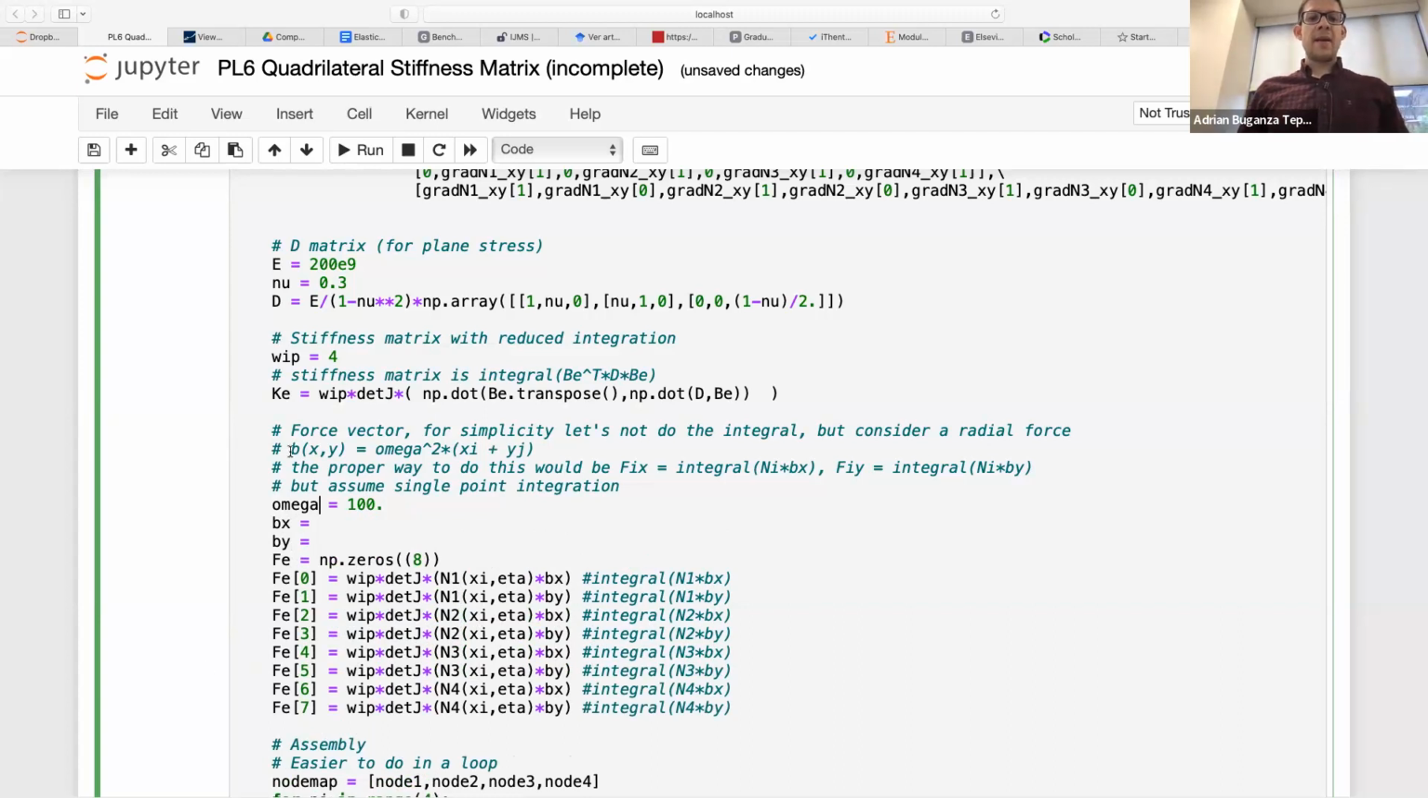So bx is just going to be omega squared times the x, and then by is just going to be omega squared times the y. So this is just a force pushing out in the x and the y direction. This just comes out of this.